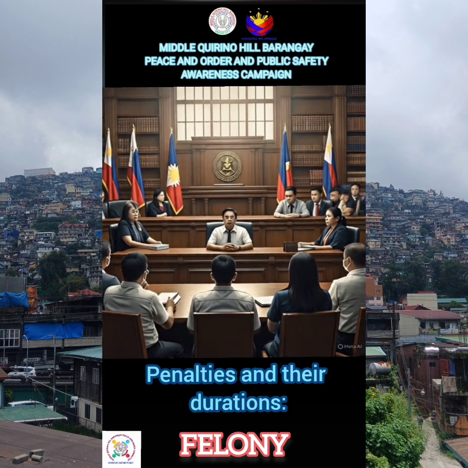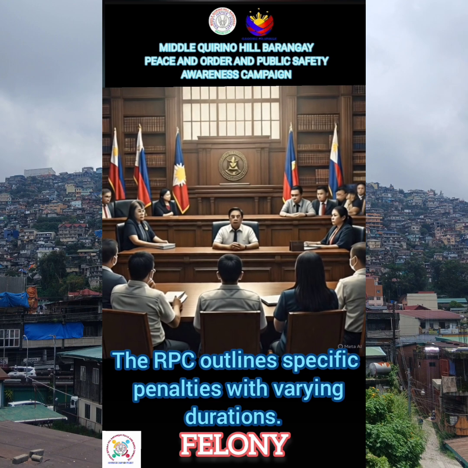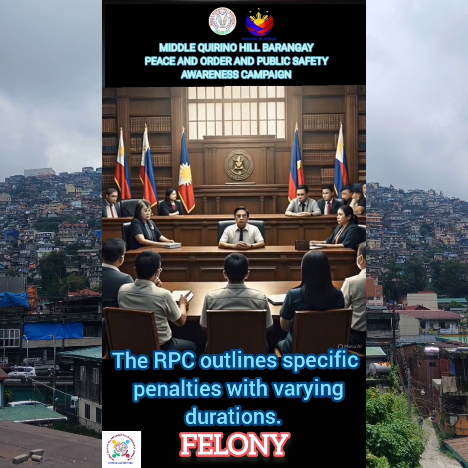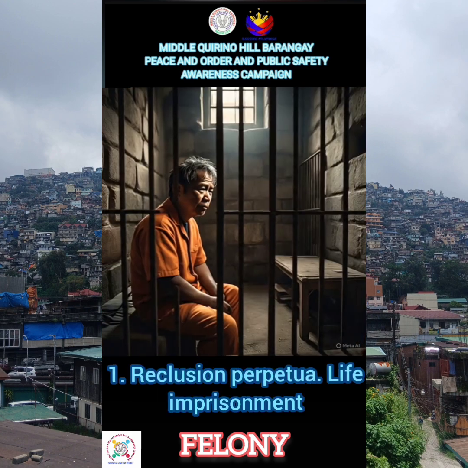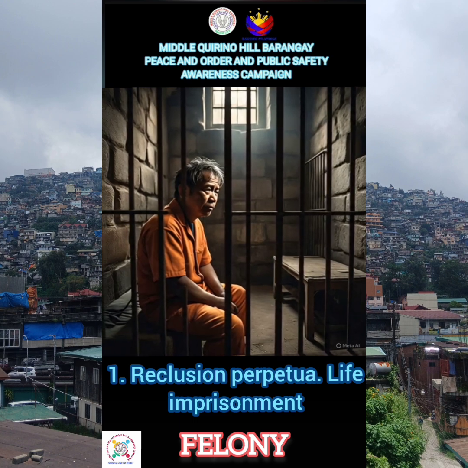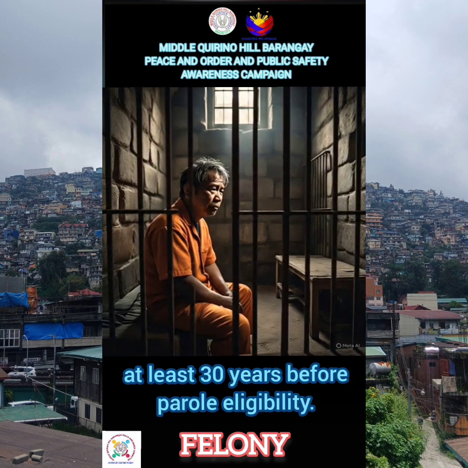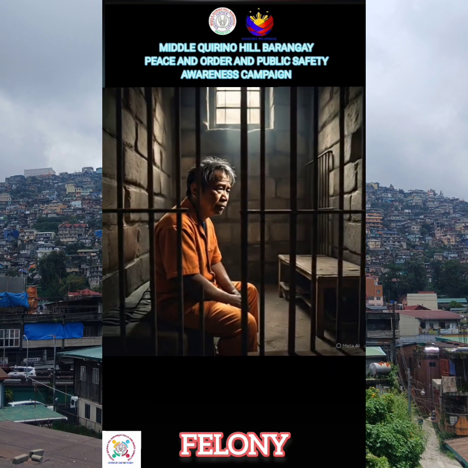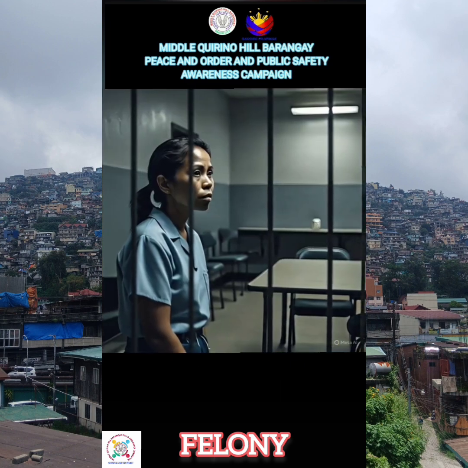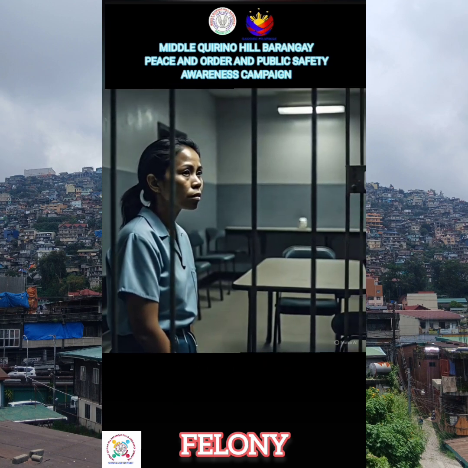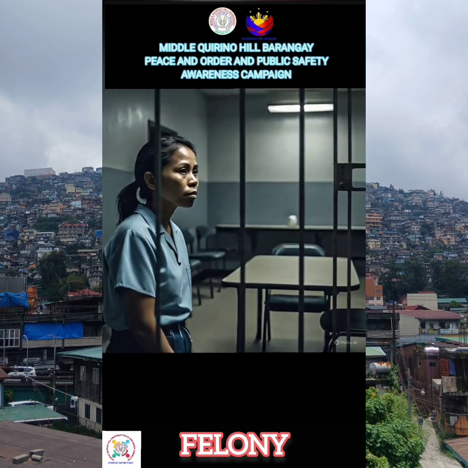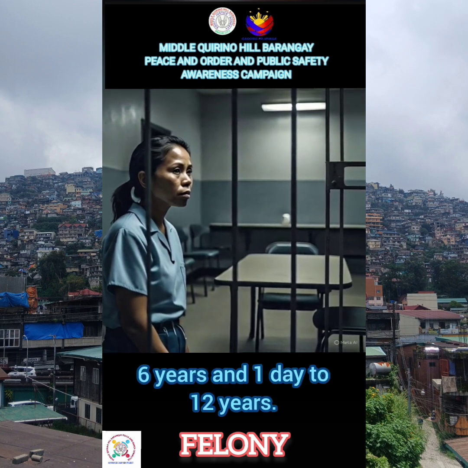Penalties and their durations. The RPC outlines specific penalties with varying durations. 1. Reclusion perpetua, life imprisonment, at least 30 years before parole eligibility. 2. Reclusion temporal, 12 years and 1 day to 20 years. 3. Prison mayor, 6 years and 1 day to 12 years.